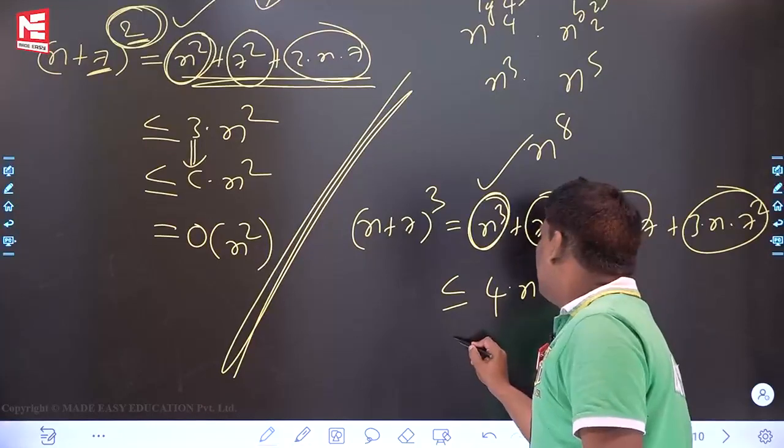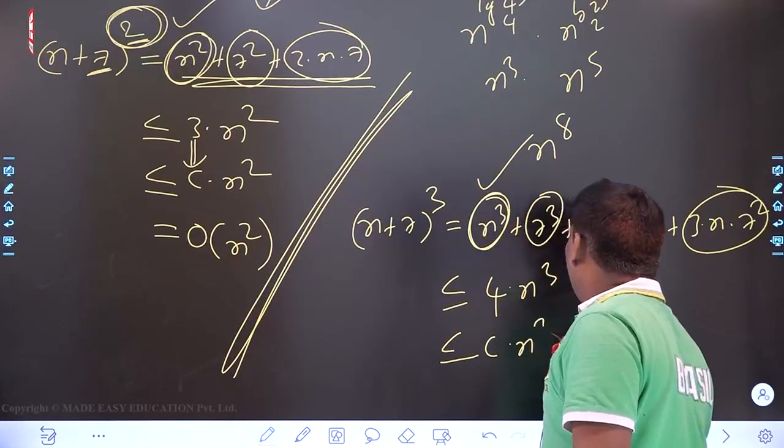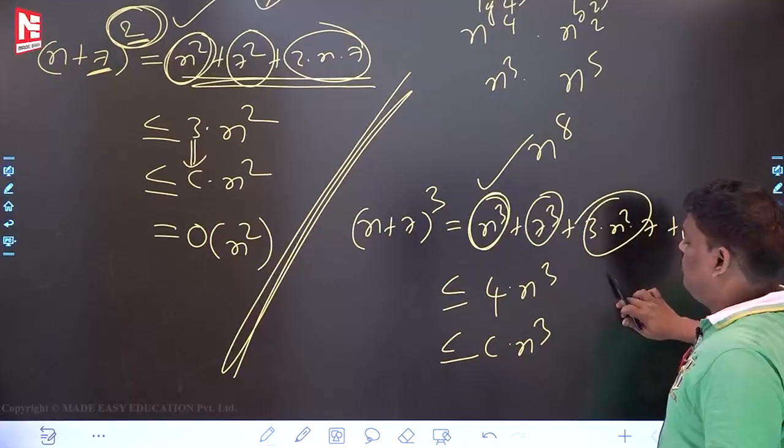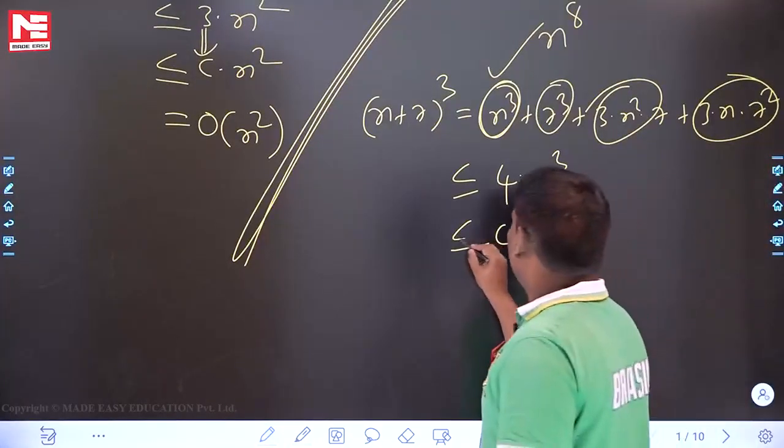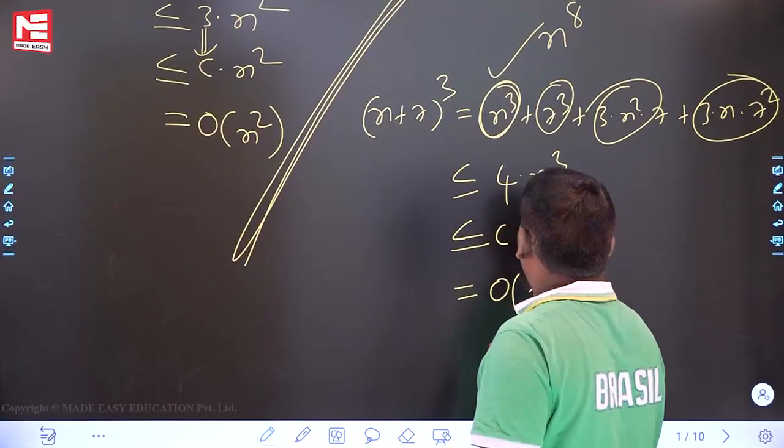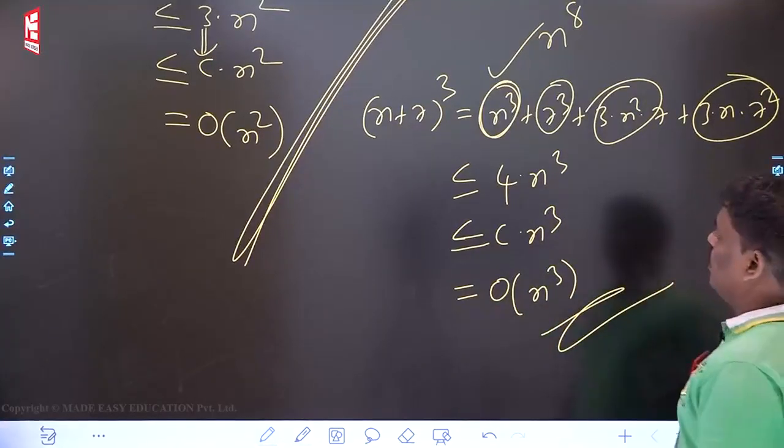So I think 4 is a constant. This can be written as c into n cube, right? Which is nothing but, what is the answer? Which is nothing but big O of n cube. Big O of n cube.